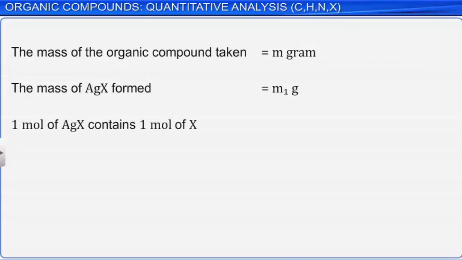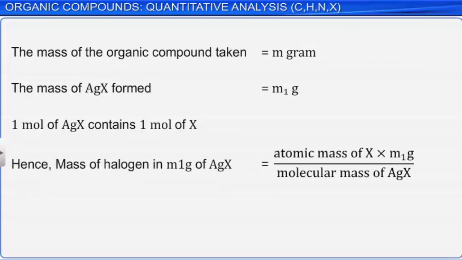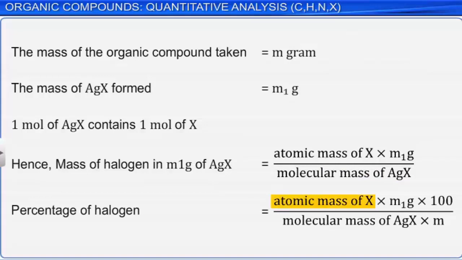Therefore, the mass of halogen in m1 of silver halide is determined by dividing the product of the atomic mass of halogen and m1 by the molecular mass of silver halide. Therefore, the percentage of halogen is equal to the atomic mass of halogen multiplied by m1 multiplied by 100 divided by the product of molecular mass of silver halide and m.